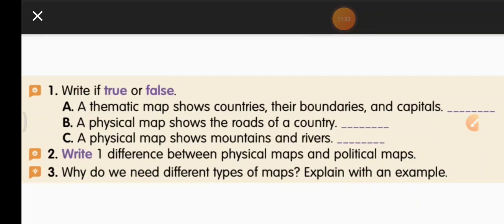Question 2. Write one difference between physical maps and political maps. So what is the difference between a physical map and a political map? Political maps show the villages, towns and cities or countries. Whereas physical maps show physical features such as mountains, hills, rivers, deserts and lakes. So you write the answer there.